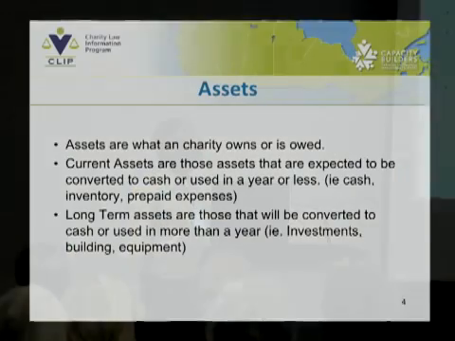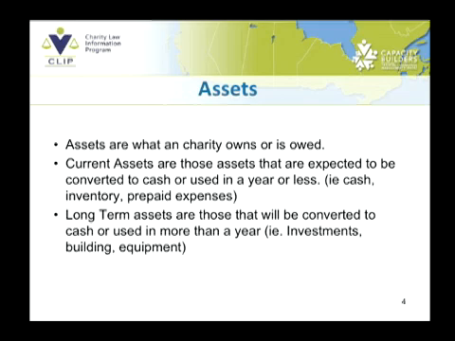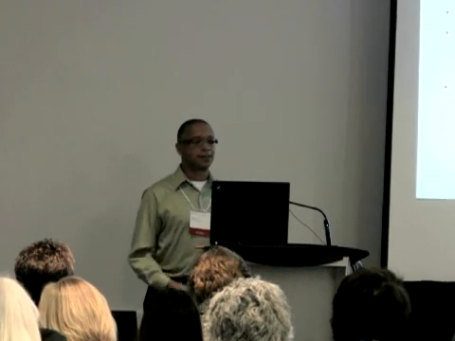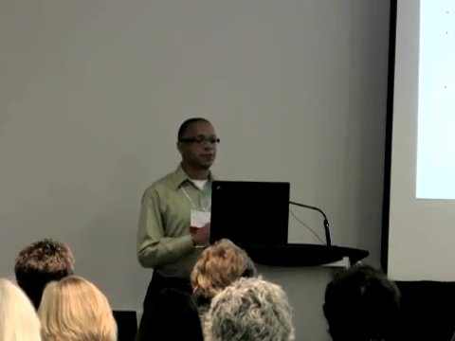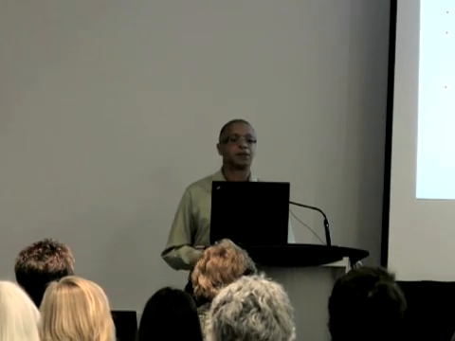So there's different sections of the statement of financial position, the balance sheet, and assets. And most of you probably have heard the term assets. And just in simple terms, it's basically what the charity owns or is owed from other people. And you'll see 2 sections on assets, current assets and long-term assets. So you'll see a section that'll say current assets, and those are the assets that are expected to be converted to cash or used in a year or less. The types of things that are current assets are cash, short-term investments, inventory, prepaid expenses.